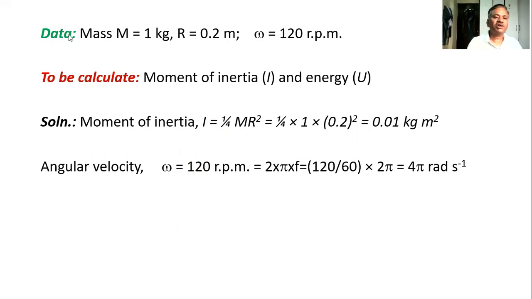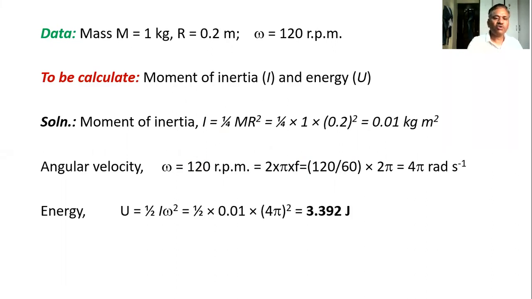Then I can easily calculate the kinetic energy, the rotational energy. What is the formula for the rotational energy? The rotational energy formula is 1 by 2 I omega square. I, you know that, 0.01. Omega, you know that, 4 pi square. Then it turns out to be 3.392 joules. I told you in the beginning, the unit you can write either as joules, or else you can write in Newton meter. Both are the same only.